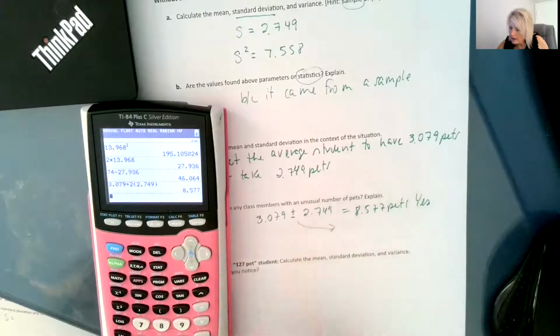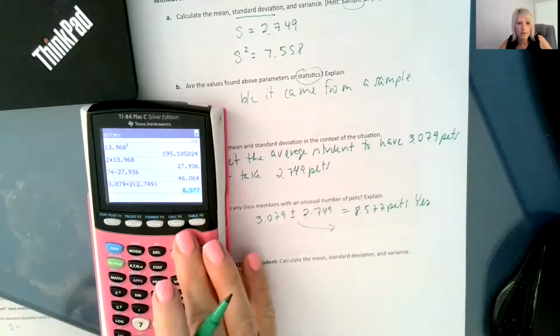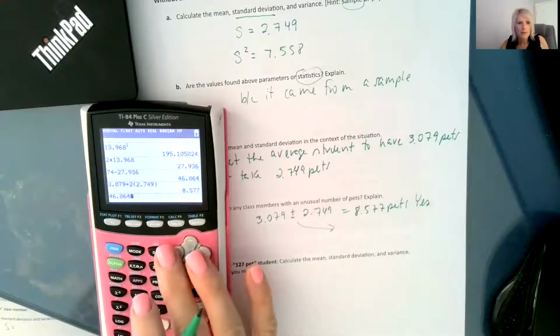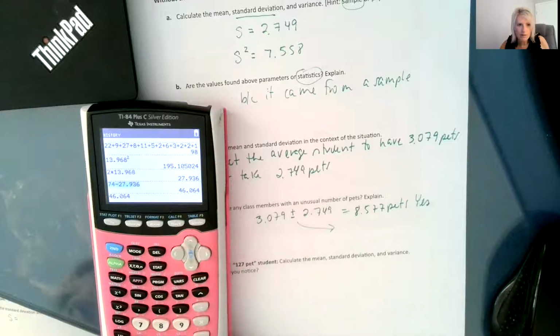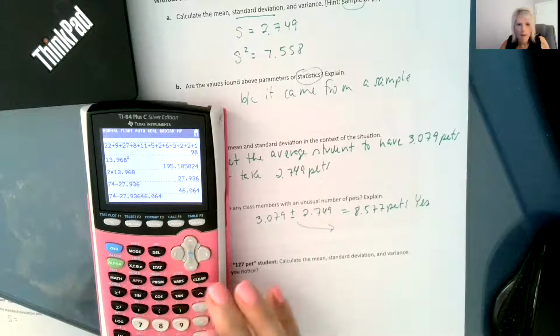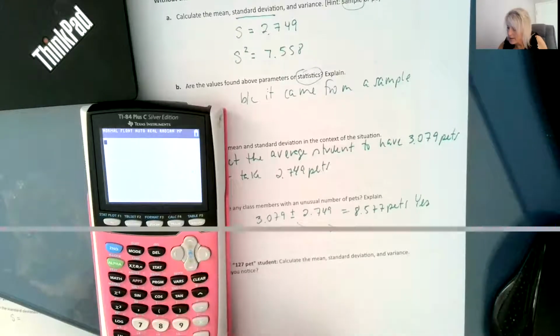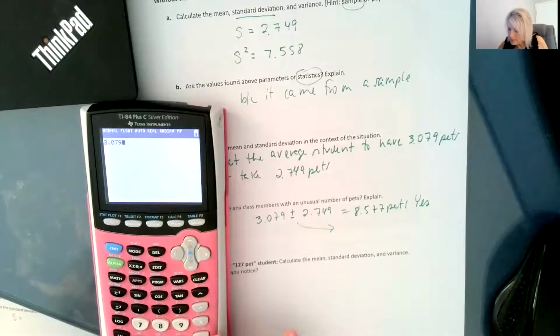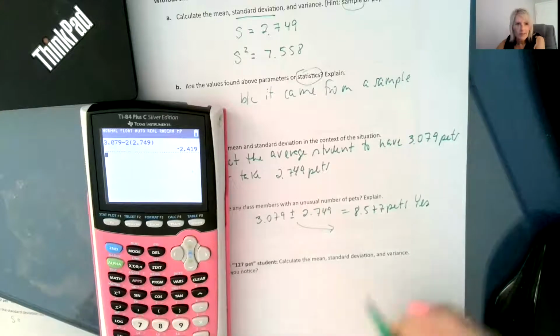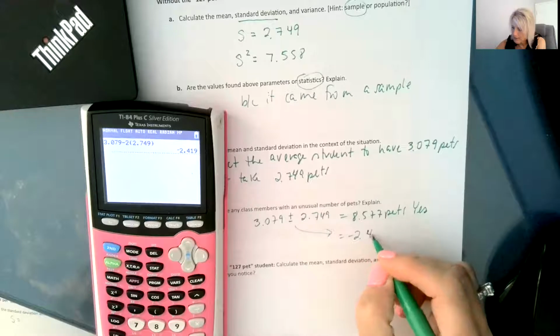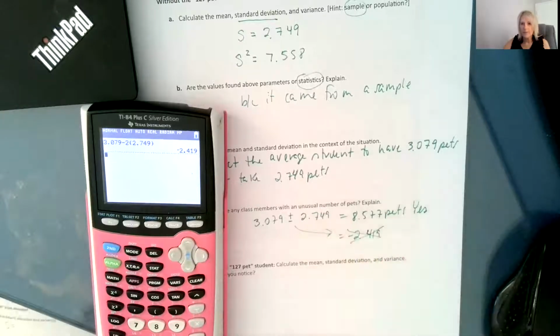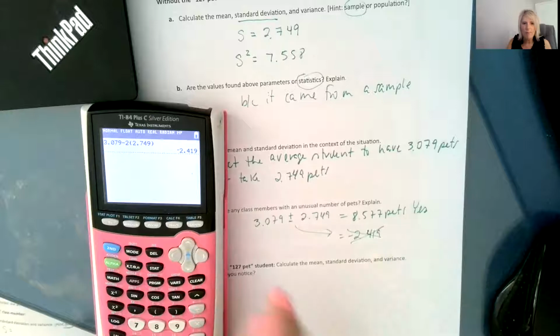And then the less than, so if you do have a graphing calculator, you can arrow up. Okay, I'm just going to clear that out and start over. 3.079 minus 2 times 2.749. And we did not have anybody with negative 2.419 pets, so that's not even an option. But we did have some people that had more than 10 pets.